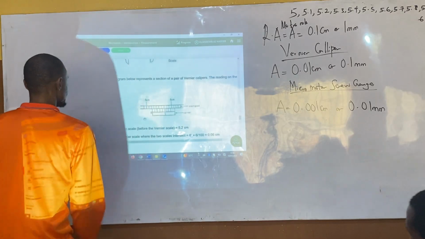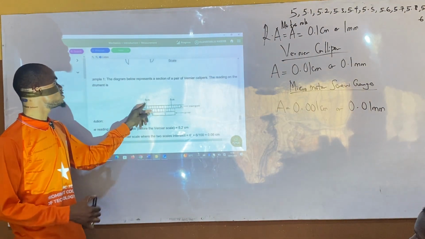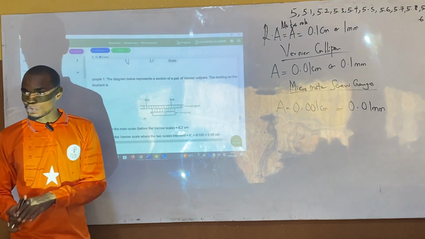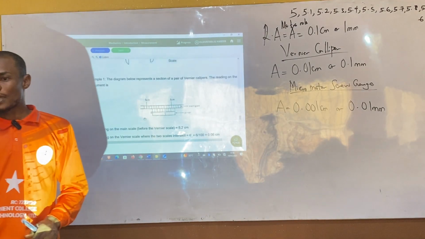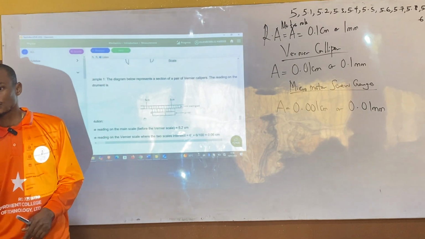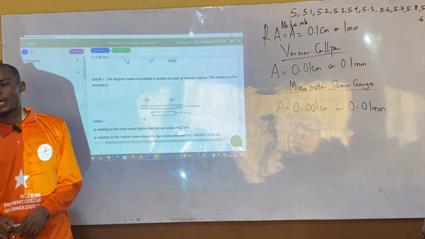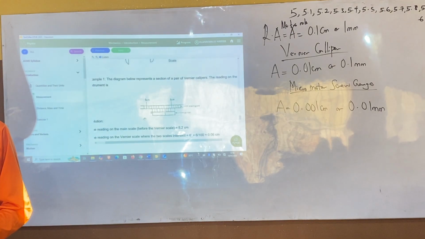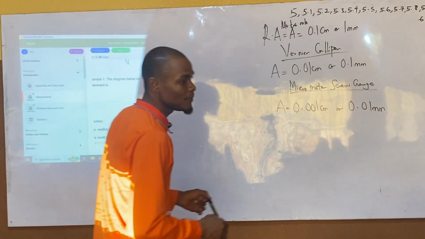Now, look up now. I will now tell you the techniques. You have known how to read values between those lines. That's what we have done now. I have taught you how to recognize vernier scale and what? I have taught you how to recognize main scale and vernier scale.